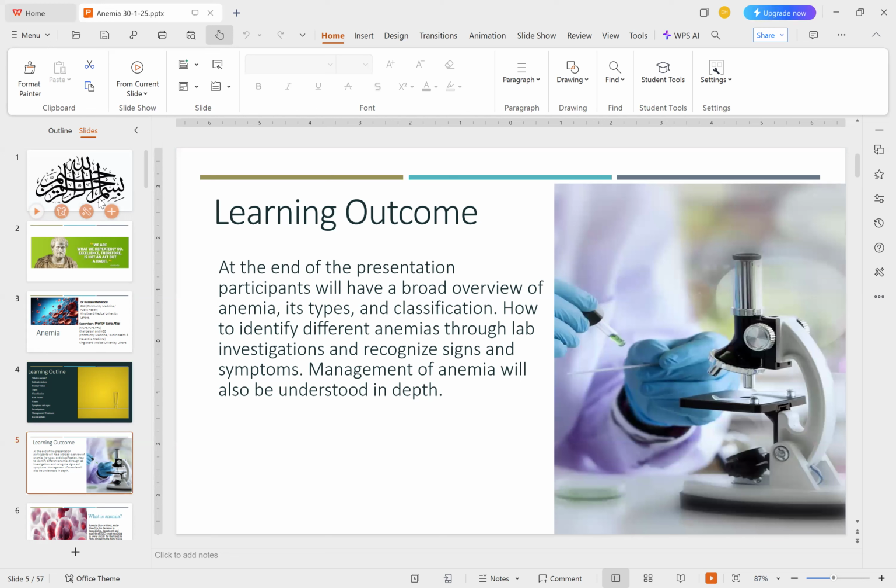Learning outcome. At the end of this presentation, participants will have a broad overview of anemia, its types and classification, how to identify different anemias through lab investigation and recognize signs and symptoms. Management of anemia will also be understood in depth.